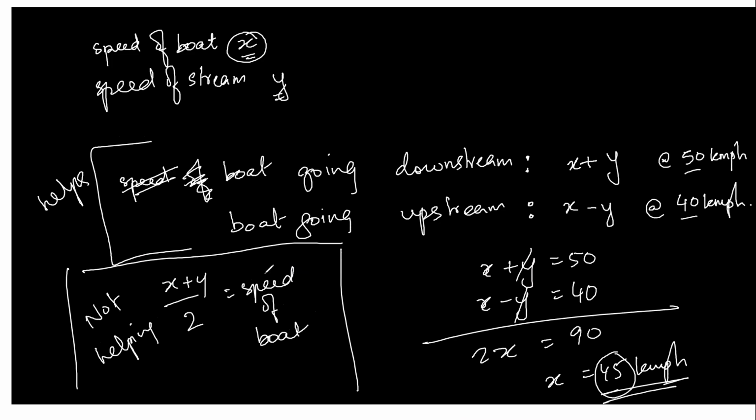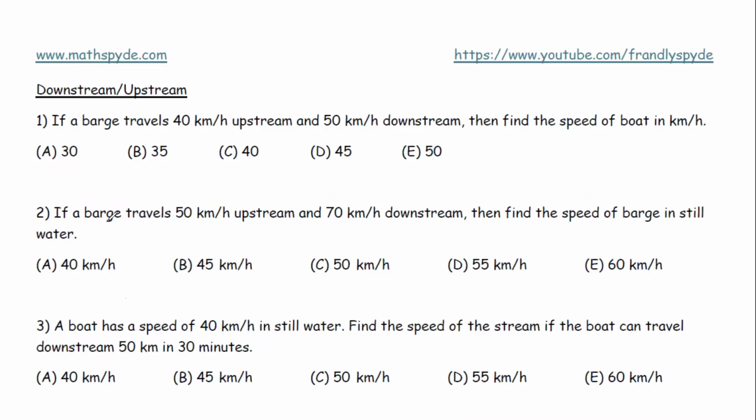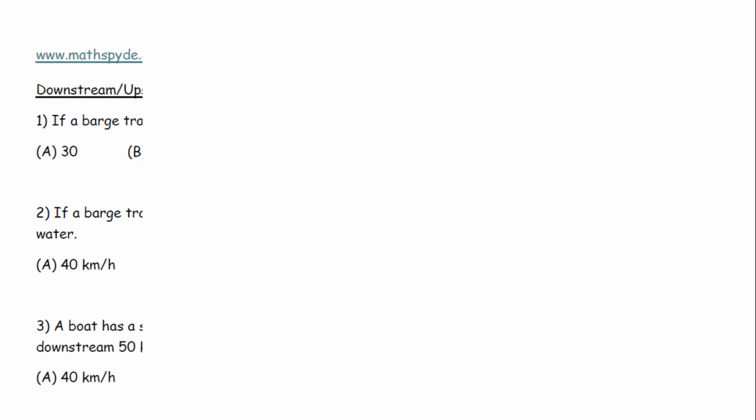Let's move on to the second one. If a barge travels 50 kilometers per hour upstream and 70 kilometers per hour downstream, then find the speed of the barge in still water. Now, see, I could have just said find the speed of the barge. In still water is just complicating things. So we'll do the same thing that we did right now. It's the same question, same thing that we need to do.